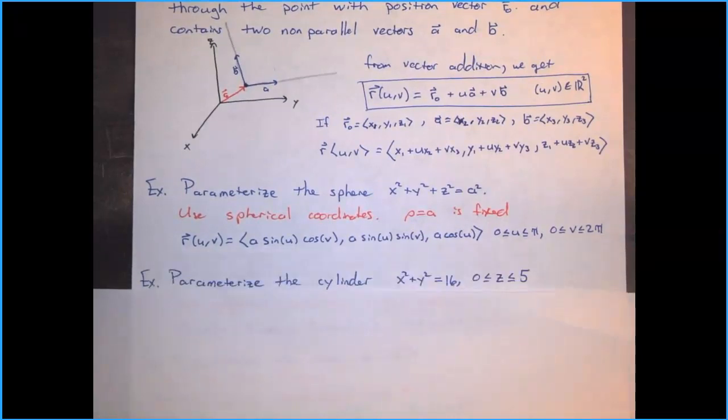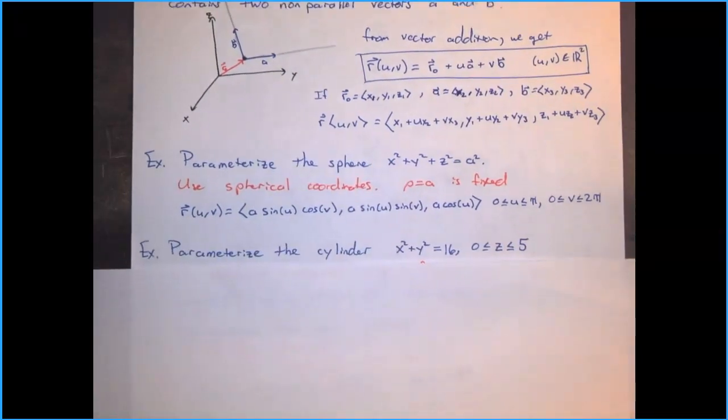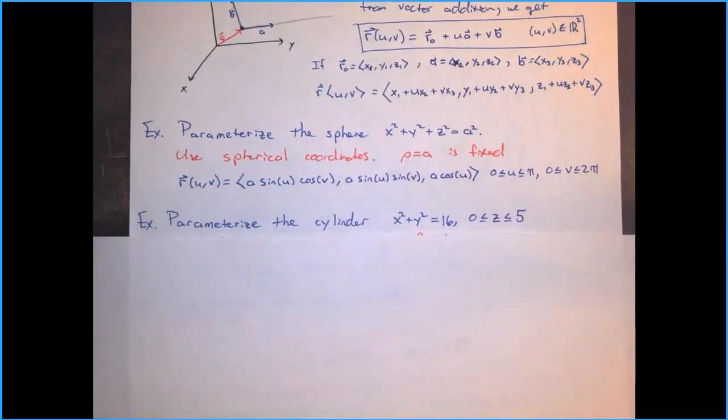Okay, let's look at another one. Let's parameterize the cylinder, x squared plus y squared equals 16, where z goes from 0 to 5. So now we have a cylinder parallel to the z-axis, and its radius is 4, so you can think of circles of radius 4, just stacked along the z-axis.